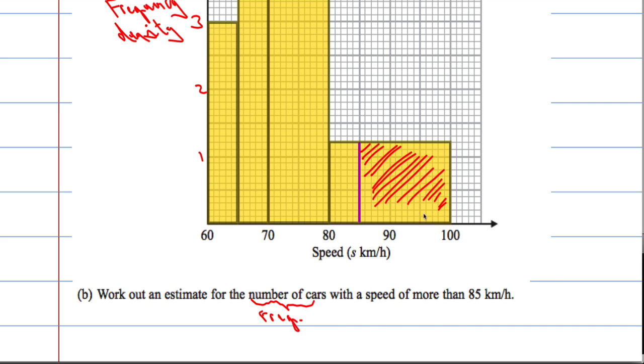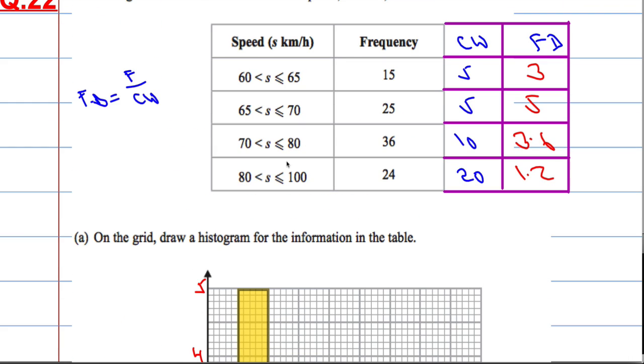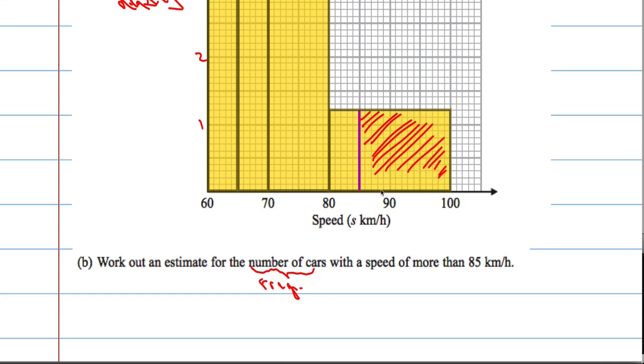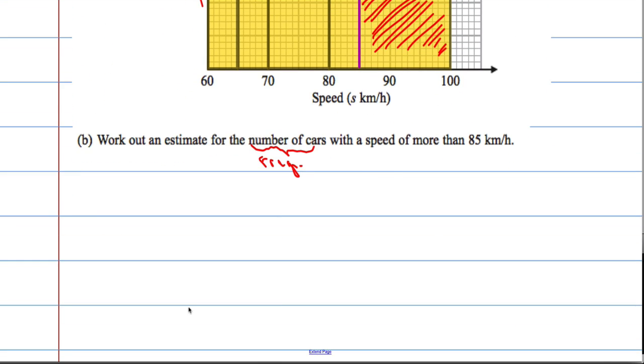Well, hopefully you know that to calculate the frequency for any part of a histogram, you just need the area of that particular bar. In other words, if I was to take this formula here and rearrange it, the frequency is calculated by multiplying both sides by class width. So frequency equals the frequency density times the class width, in other words the area of the bar.